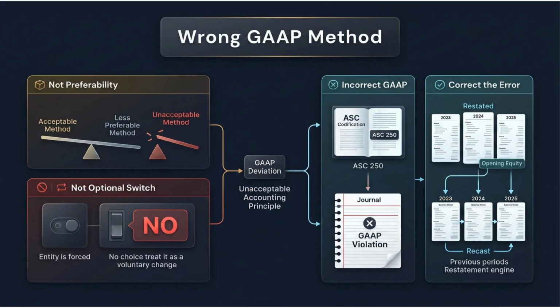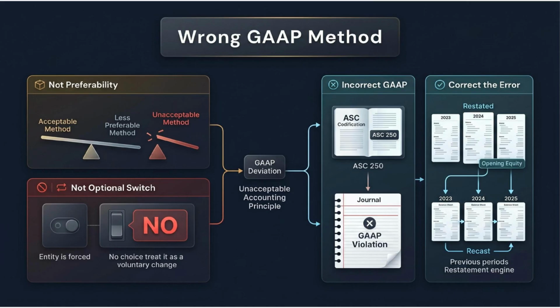Now let us revisit a trap from principal changes. If the old method was never acceptable under US GAAP, correcting it is not a voluntary principal change. It is an error correction. Preferability applies when the old method and new method are both acceptable and the entity chooses the better method for financial reporting.